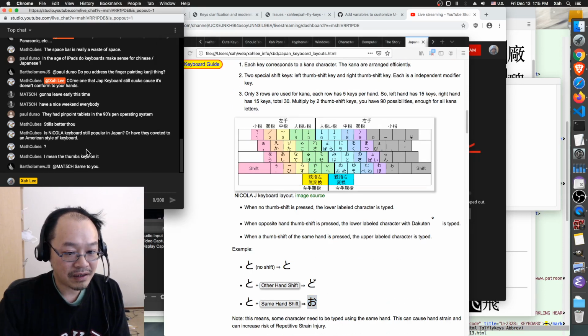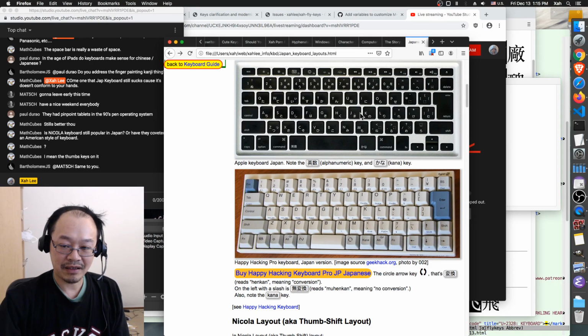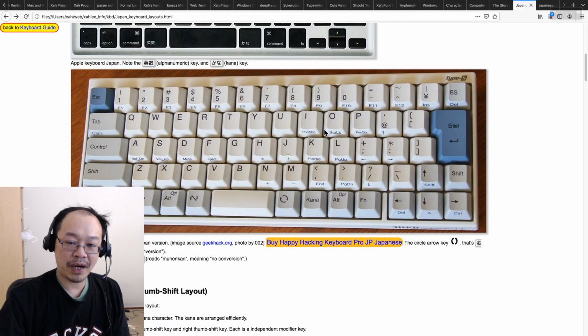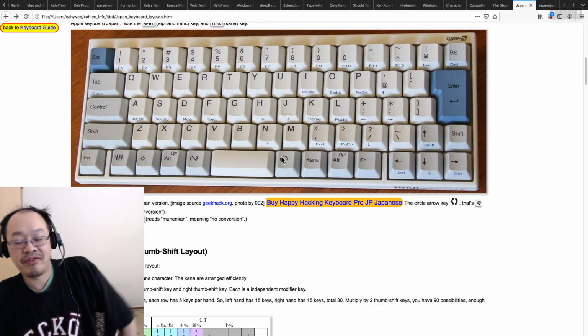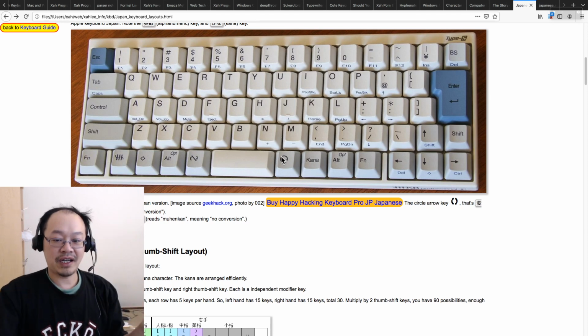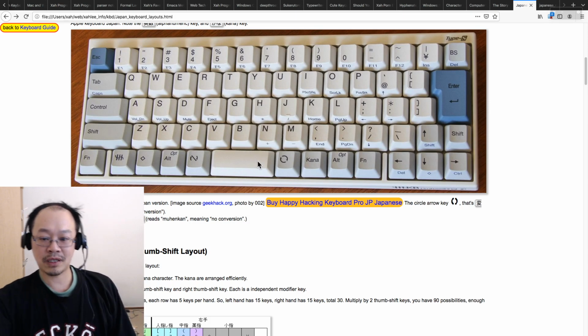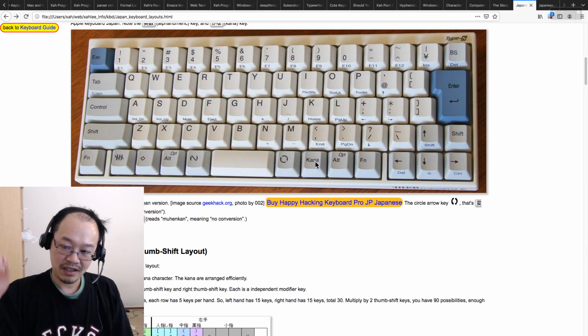So they don't have the thumb shift keys. In Japan, most keyboards are just like that. For example, this is the Apple keyboard for Japan, and this is the very popular Happy Hacking Keyboard, the Japanese version. They don't have the thumb shift keys. This one is just like a US keyboard, except that they have a smaller spacebar, a change key and a no-change key, then an extra kana key. That's all.